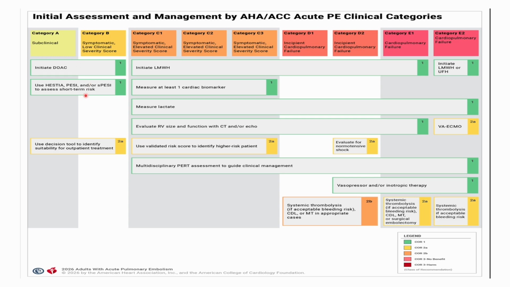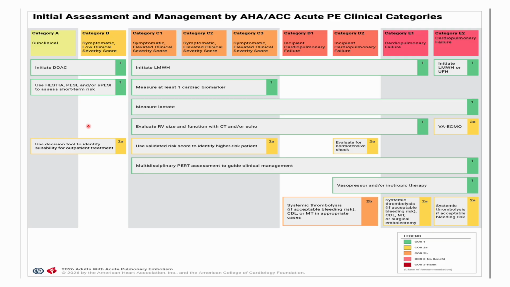You use Hestia, PESI or simplified PESI to assess their short-term risk, which means that based on their short-term risk, you can decide whether you can send them home on DOACs or you need to keep them in the hospital. And you use decision tools to identify suitability for outpatient treatment. So this happens when your patient is less symptomatic or it was an incidental diagnosis. These clinical severity scores will tell you what to do and where to keep him. Category C1 to category C3.